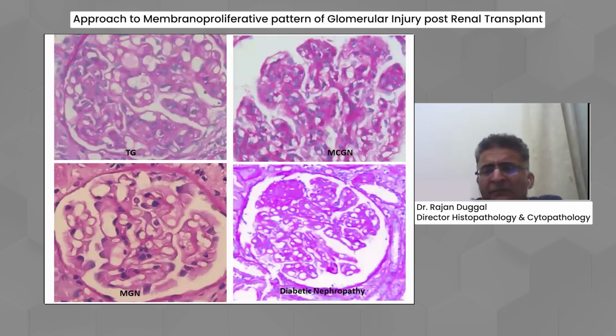Now, if immunofluorescence is positive, then you can think of a possibility: morphologically it is MPGN and you're finding IgG and C3 and no light chain restriction. Then you can consider the possibility of immune complex mediated MPGN also in a post-transplant setting.